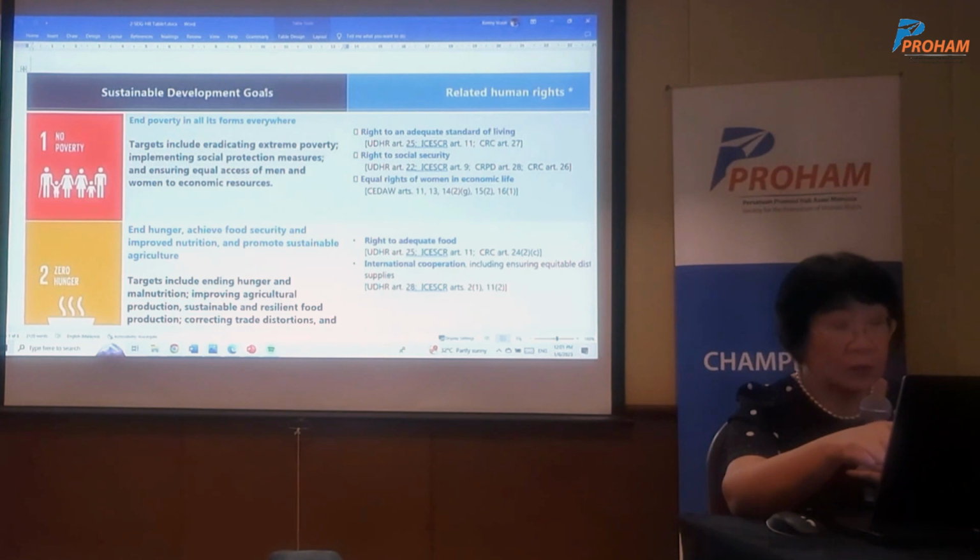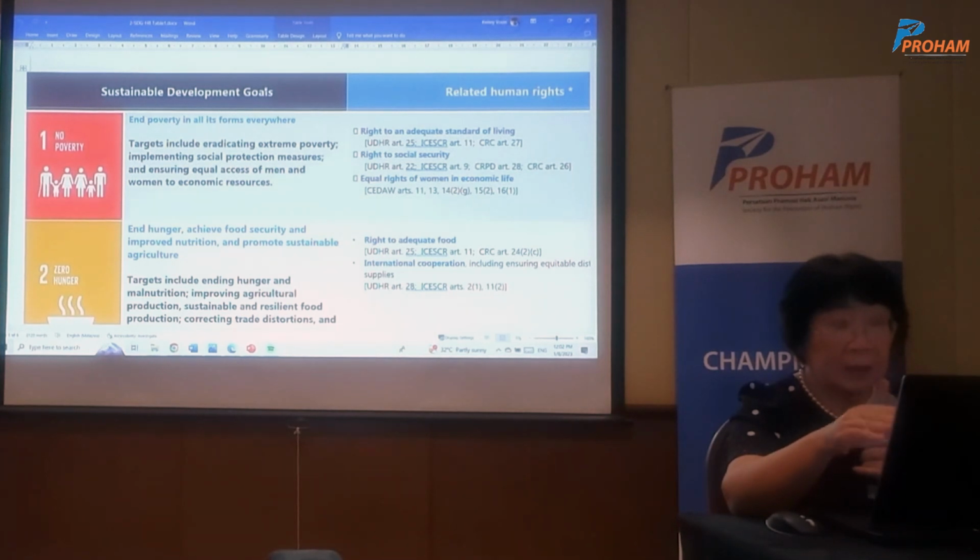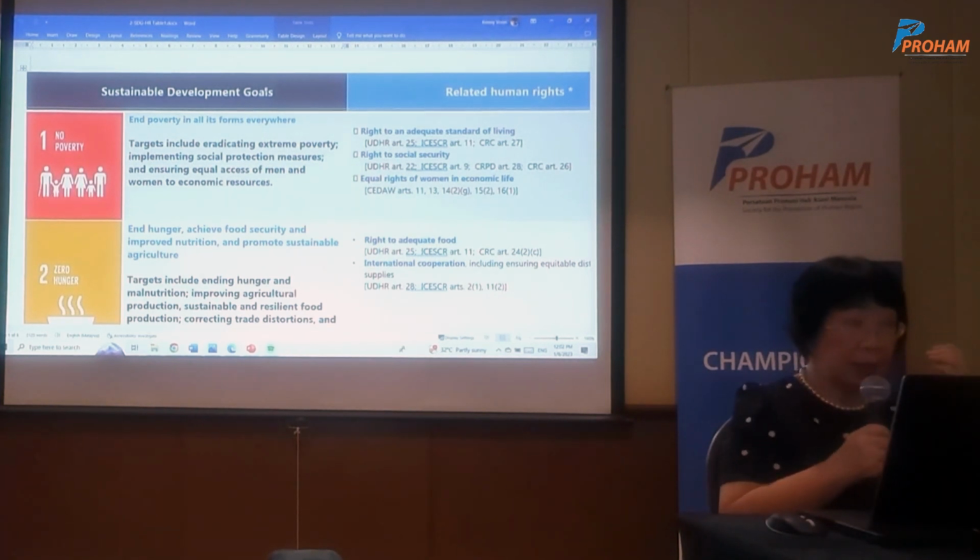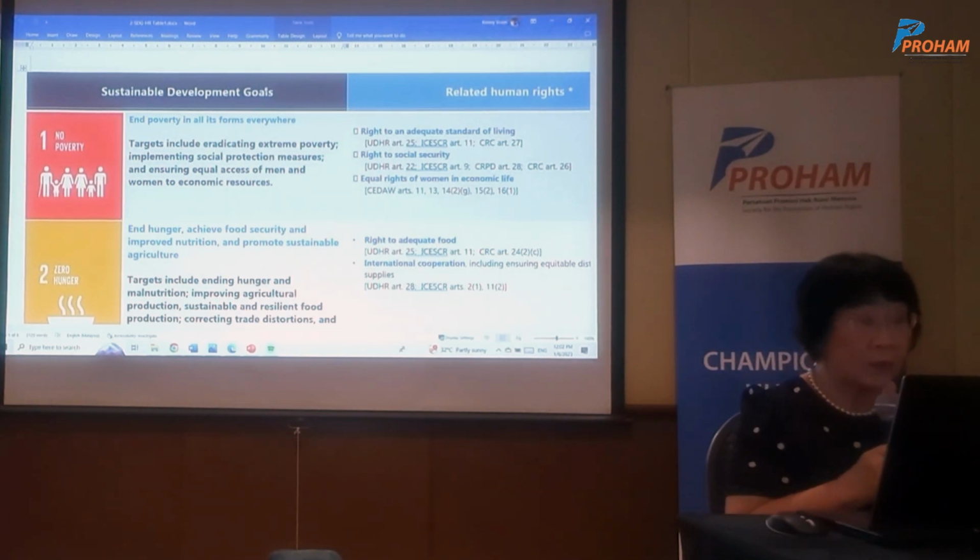And then you have the right to social security, and the CRPD for the rights of people with disabilities, and it's also related to CEDAW, women's equal rights. So we can see that one goal alone is related to many human rights treaties and elements. So when we have target number one, eradicate extreme poverty.